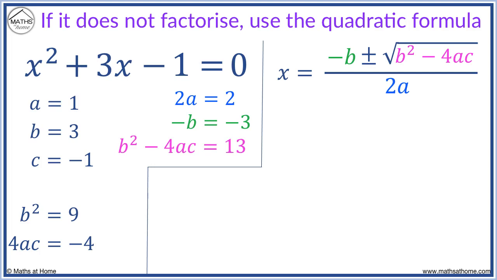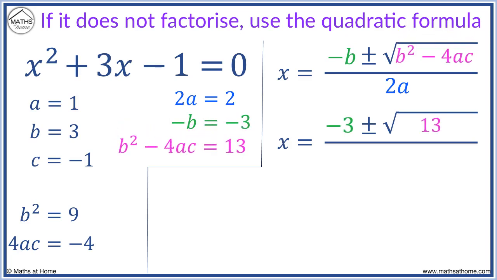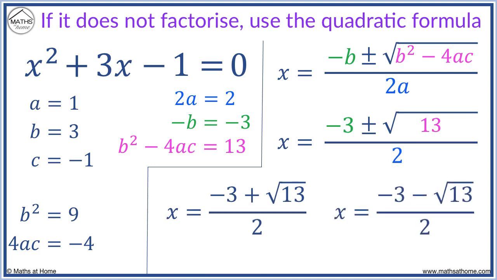We now substitute minus b, 2a and b squared minus 4ac into our formula. Minus b is -3. b squared minus 4ac is 13. 2a equals 2. We have one solution of x equals -3 plus the square root of 13 over 2, and -3 minus the square root of 13 over 2.